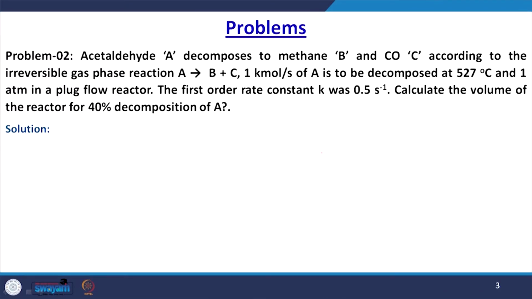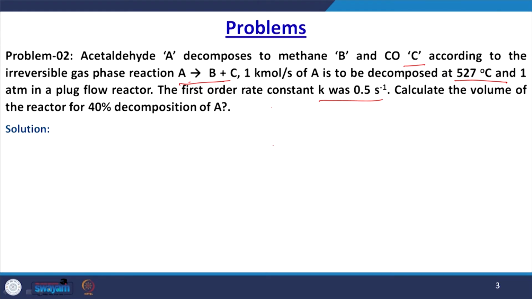Now let us take another problem. Acetaldehyde A decomposes to methane B and carbon monoxide C according to the irreversible gas phase reaction, A converting into B and C. Now 1 kilomole of A is to be decomposed at 527 degrees Celsius and 1 atmosphere pressure in a PFR. You may say that this is first order kinetics, with the first order rate constant K given as 0.5 second inverse. You need to calculate the volume of the reactor for 40% decomposition of A. So we are provided with the reaction.